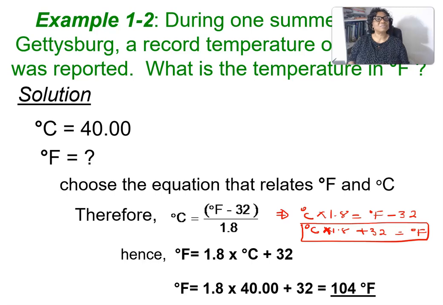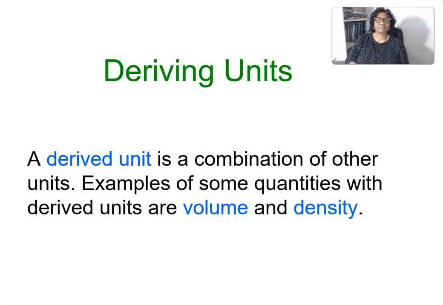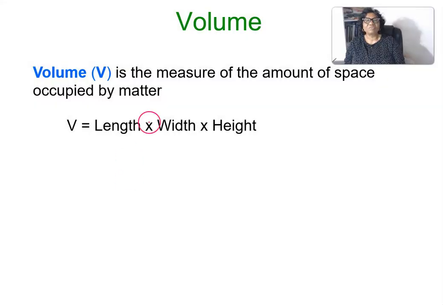Now we want to look at some units which are derived from other units. We'll call them derived units. A derived unit is a combination of other units. For example, we have volume and density. Volume is length times width times height. We measure the length, measure the width, measure the height. Then we multiply, and we get the volume. That's why it's a derived unit.